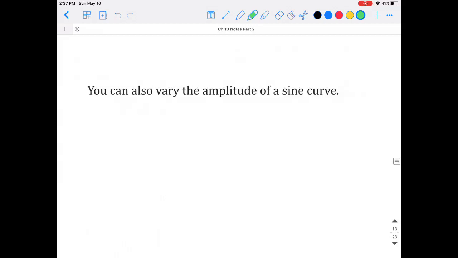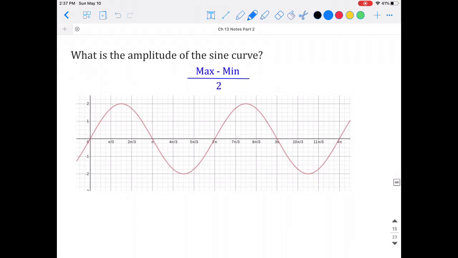You can also vary the amplitude in a sine curve. So if you change the amplitude, that's going to change your sine curve a little bit as well. So let's look at some examples for finding the amplitude of a sine curve. First example, what is the amplitude of the sine curve? Remember, to find the amplitude, we're doing our maximum value minus the minimum value, divided by 2.